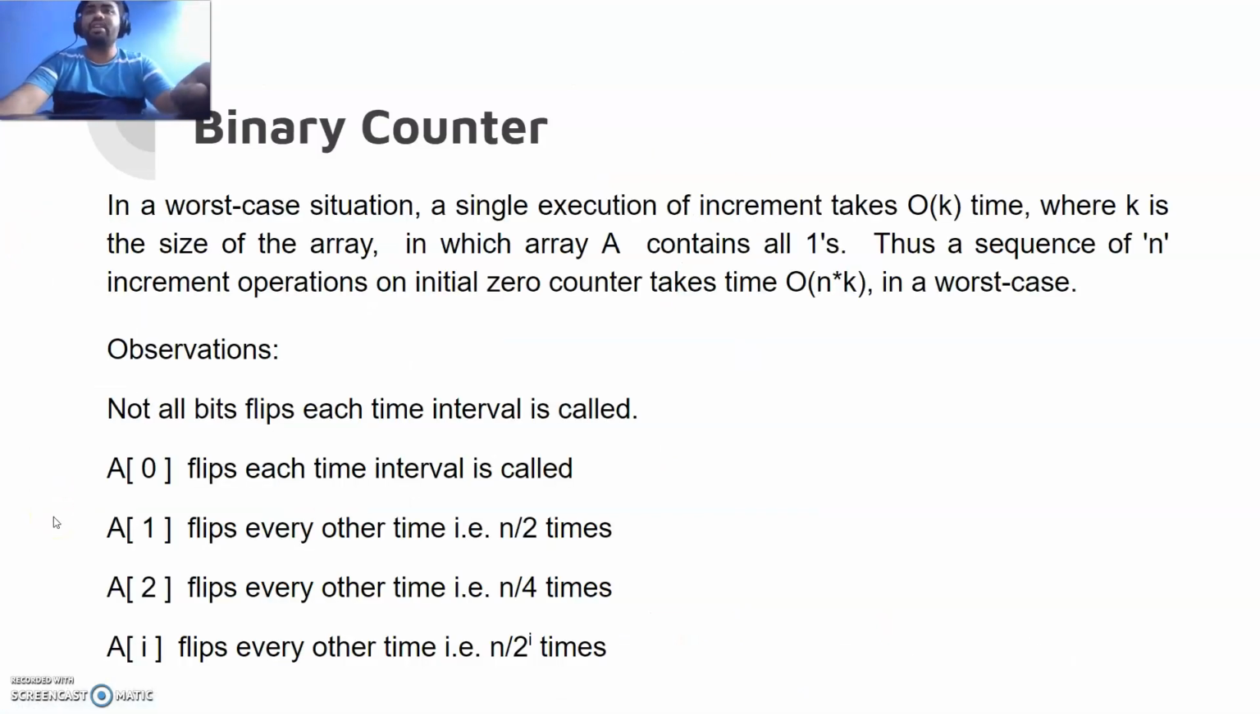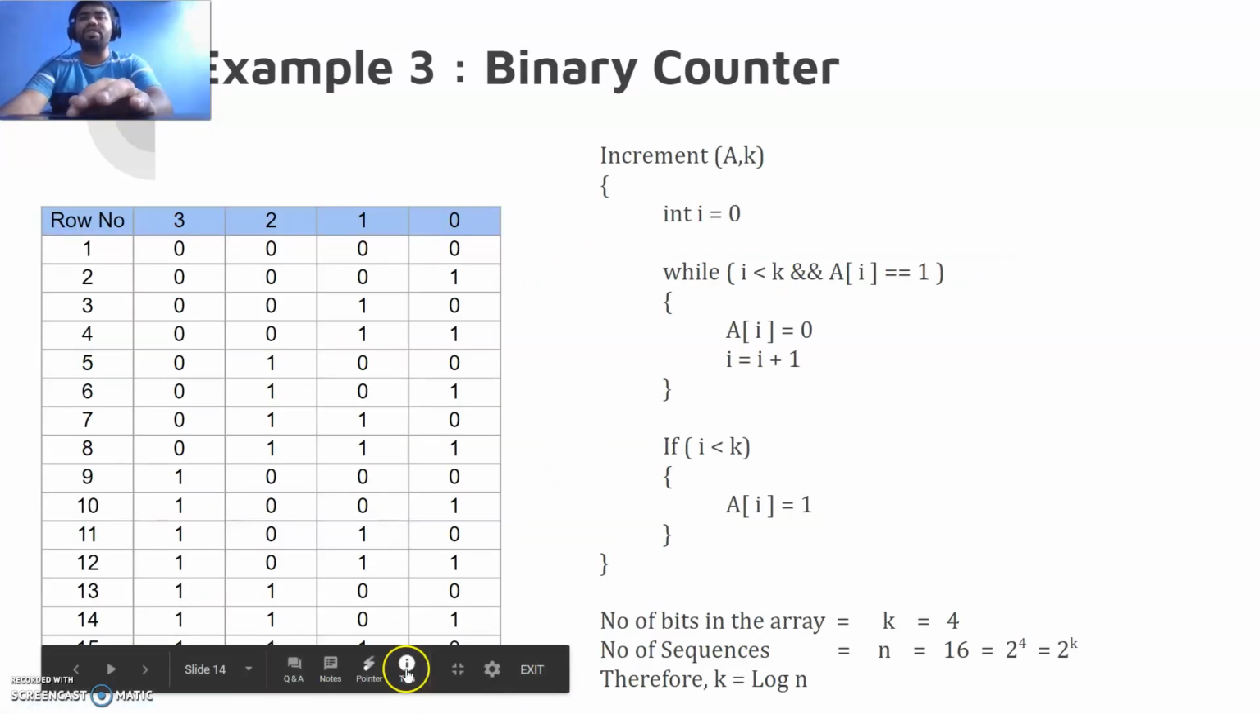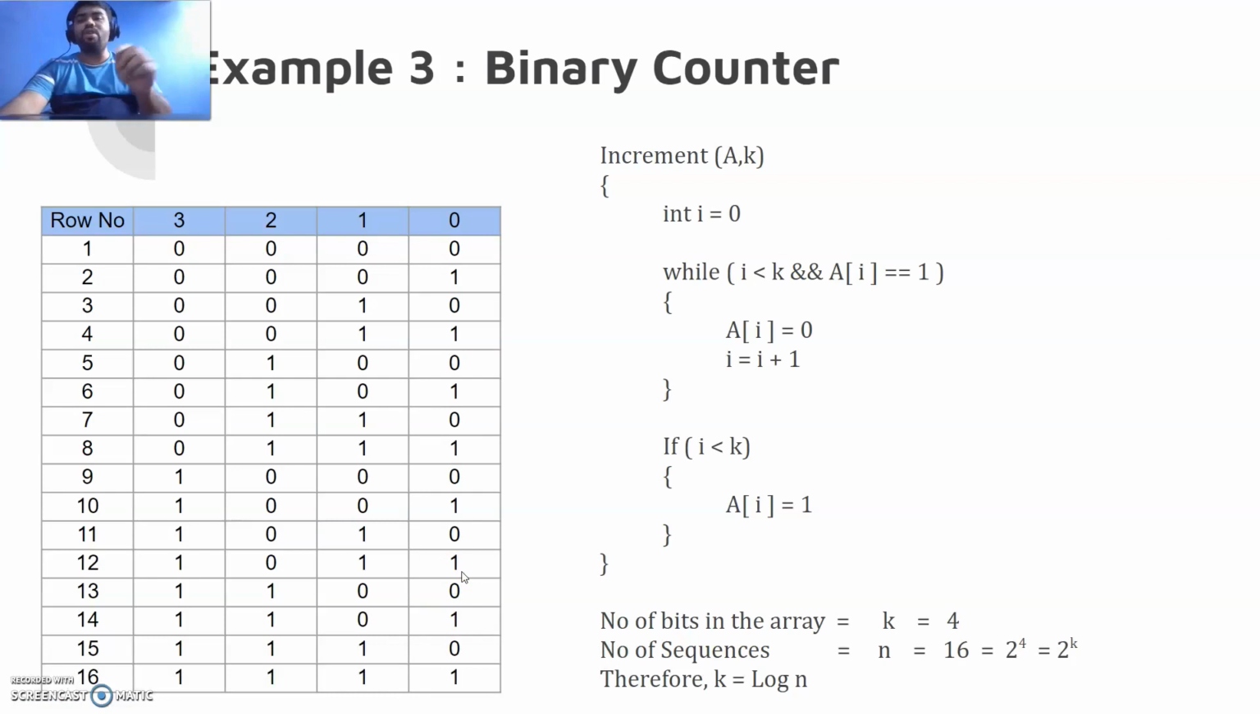Now going ahead, let's see how we can understand the worst case complexity for the binary counter. In the worst case situation, a single execution of increment takes big O of k time. That means I might have a situation like the 16th row. Can you see in the 16th row, we have all four as ones? As soon as I pass this particular array to the increment function, all these ones will get converted into zeros because of the while loop.